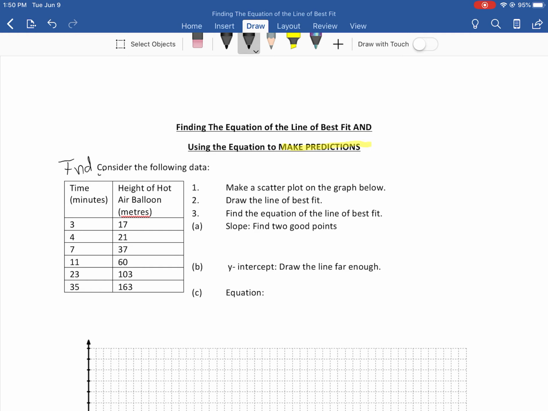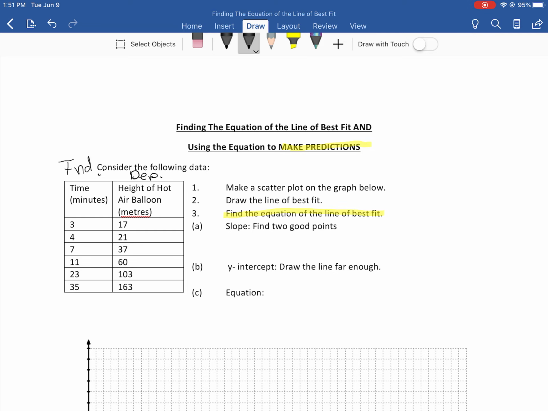They said, okay, at time 3 minutes, we'll take a measurement. And at time 4 minutes, we'll take a measurement. And so that makes this second column the dependent column, because that's the part we really couldn't control. We just measured that, okay? So it says make a scatter plot on the graph below, draw the line of best fit, and then find the equation of the line of best fit. That's the part that's new today, find the equation of the line of best fit.